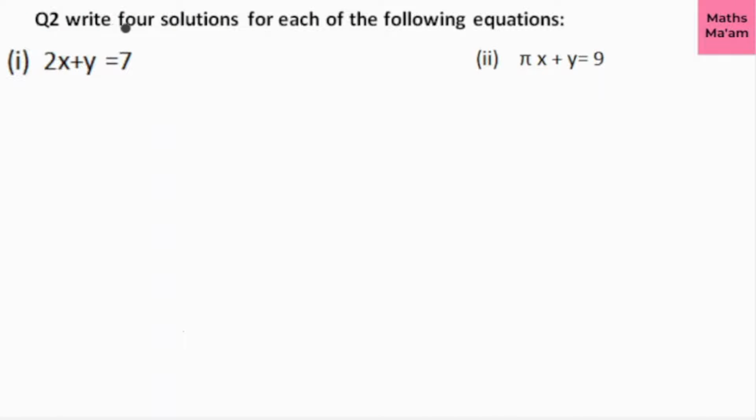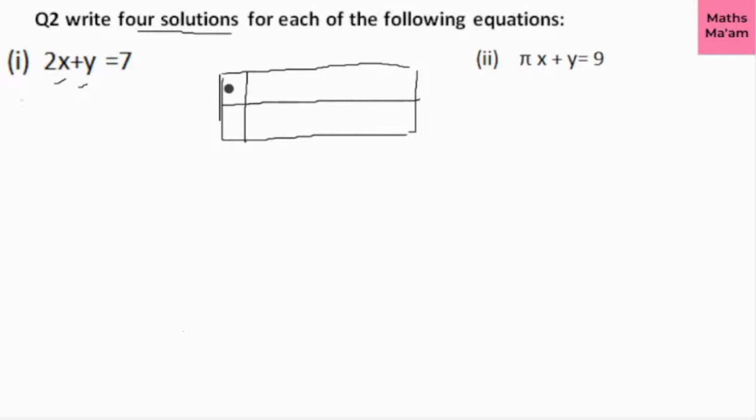So here you have to write 4 solutions of each equation. That means you have to find 4 values of x, 4 values of y for each equation. 4 solutions means 4 values of x and 4 values of y. So we'll do this by making a table again, and we'll put different 4 values of x, and for that we'll find 4 values of y. First of all, we'll put here x and then y. Okay, we'll start with 0.